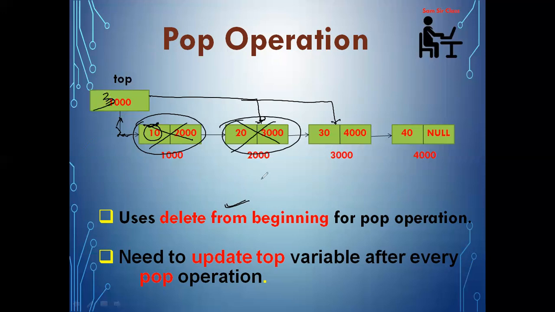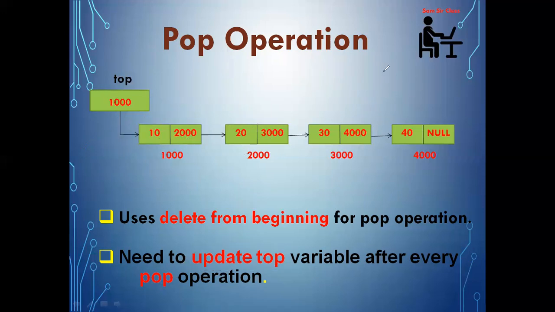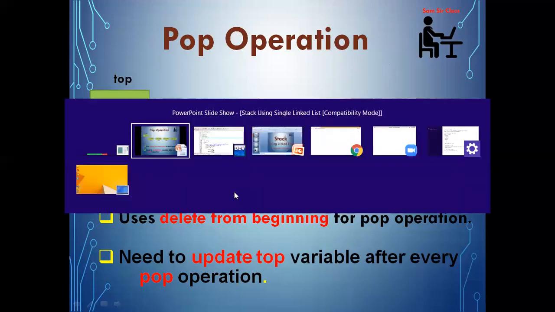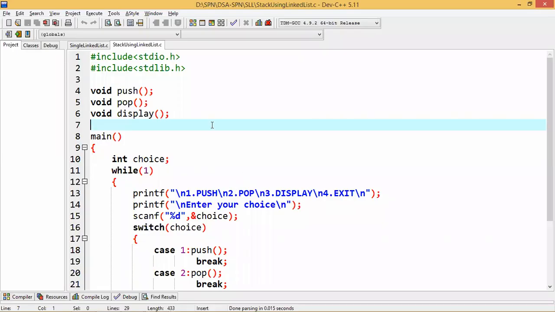So whenever I'm going for pop operation, I'm just using the concept of delete from beginning of single linked list. Every time I call the pop operation, I have to update the top variable. From this discussion it will be clear that to implement the push operation, we have to go for insert at beginning, and to pop a particular value from stack by using linked list, you have to go for delete from beginning.